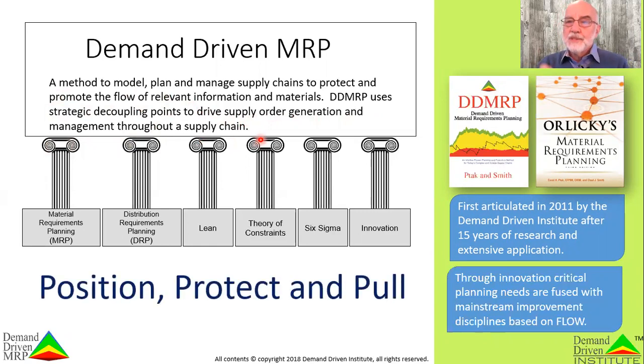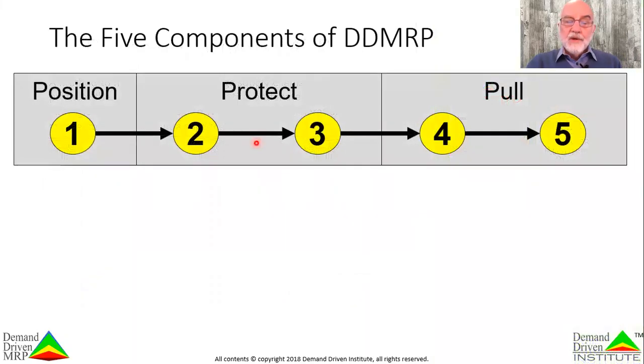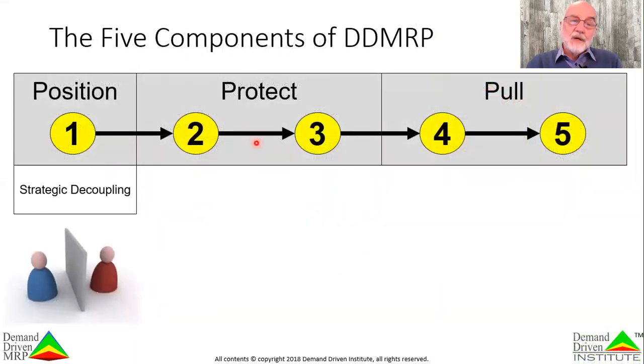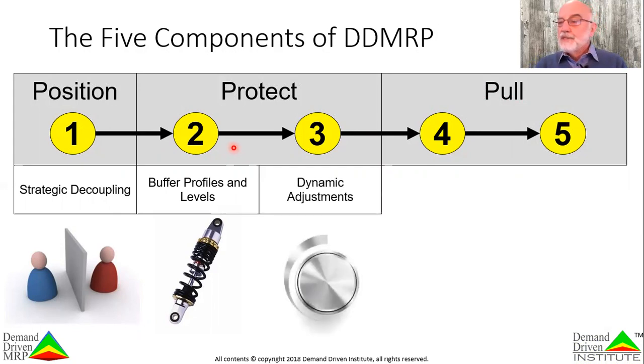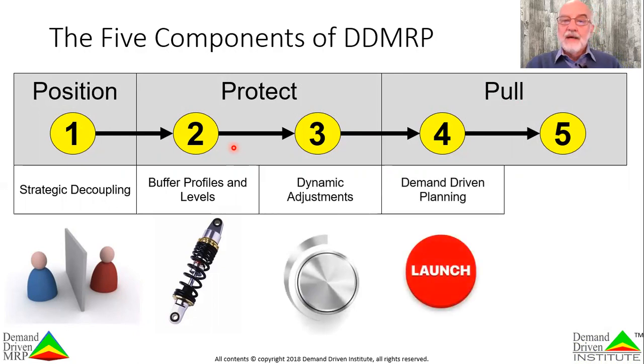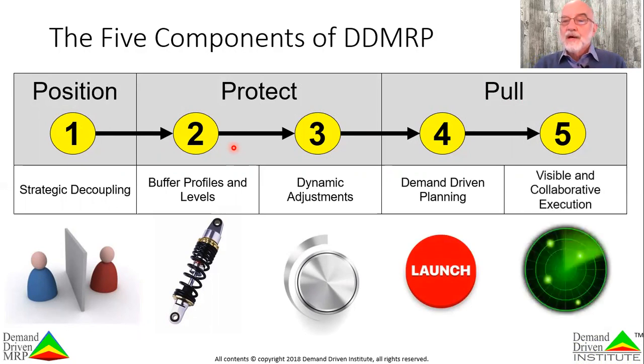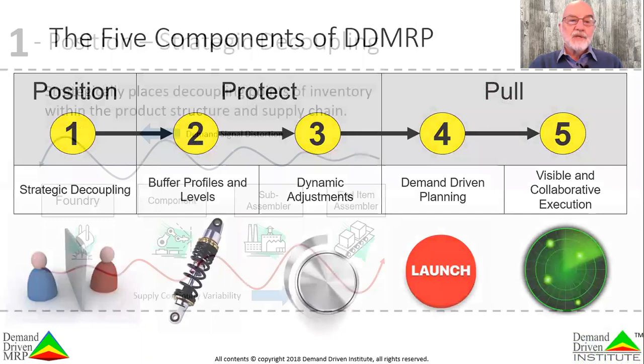So we want to position materials correctly in the supply chain. We want to protect those positions, and we want to pull material from those positions. So there are five components of DDMRP, and the first one is strategic decoupling, putting material in the strategic points in the supply chain. Secondly, we have buffer profiles and levels. We need to protect that position by setting up the buffers correctly. Thirdly, we need to dynamically adjust them. Fourthly, we need to then do the demand-driven planning. And fifth, we want to have visible and collaborative execution.